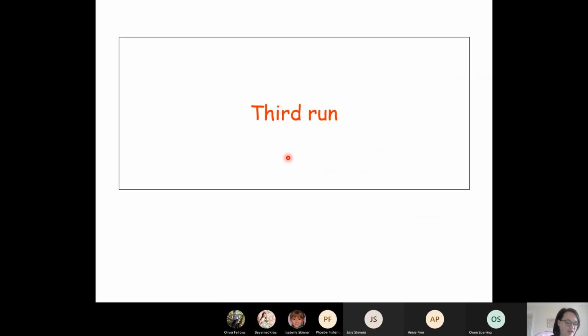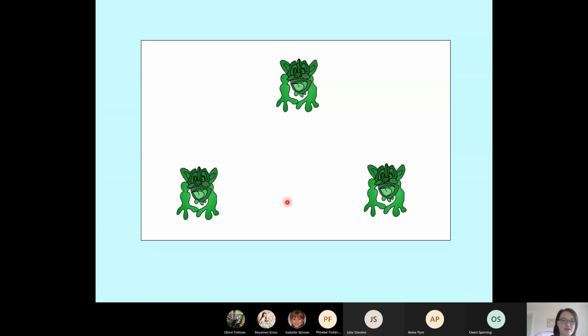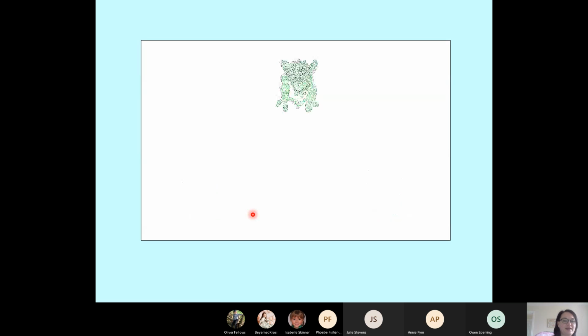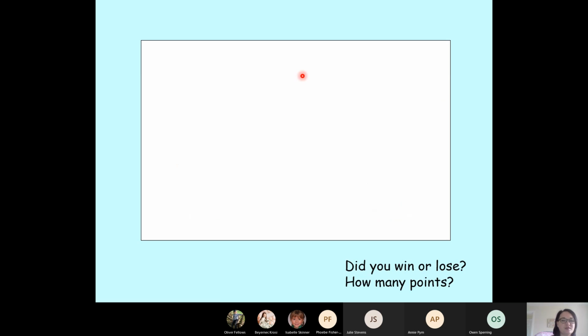So round number 3. Here's our first game for round number 3. Try and hit our gremlins with your imaginary balls. 3, 2, 1, go. Excellent. Okay, so think about, did we win or lose and how many we won or lost?